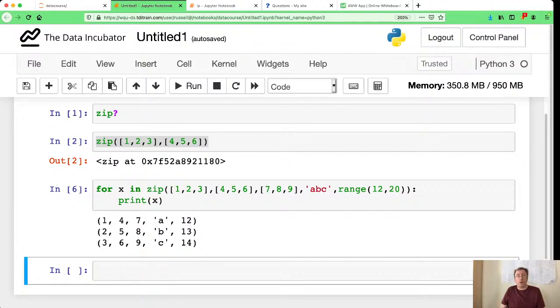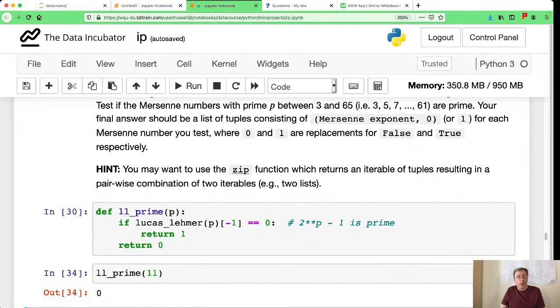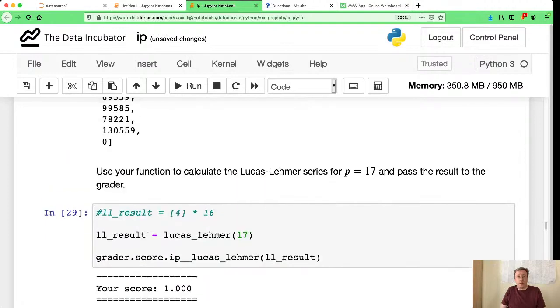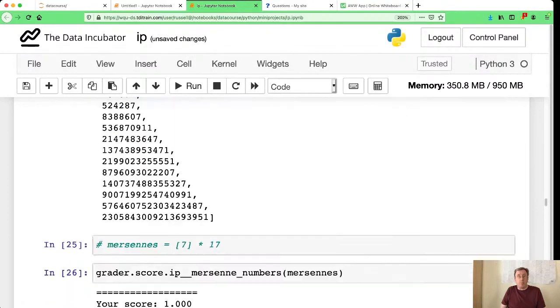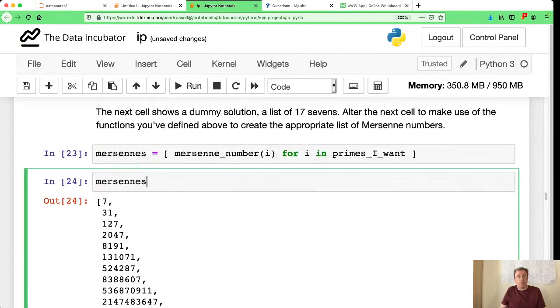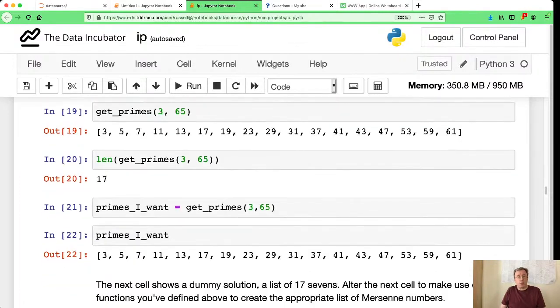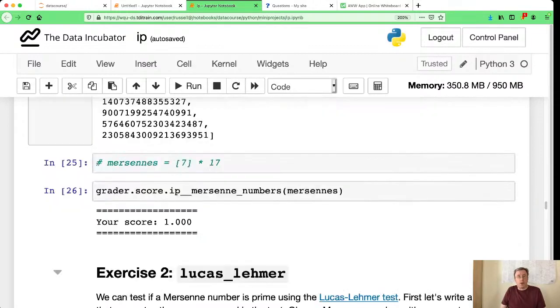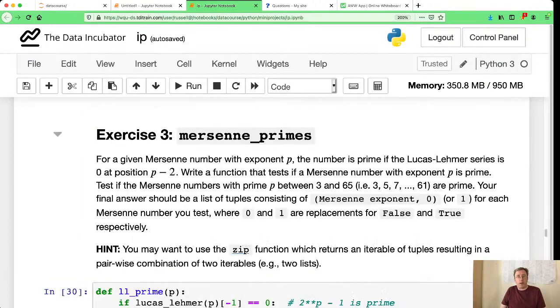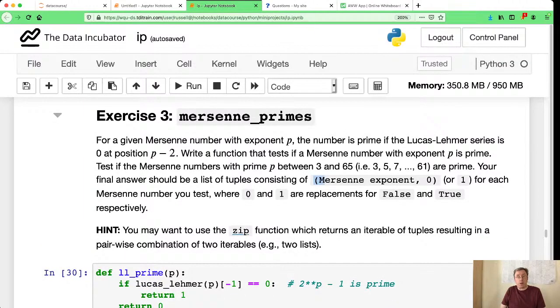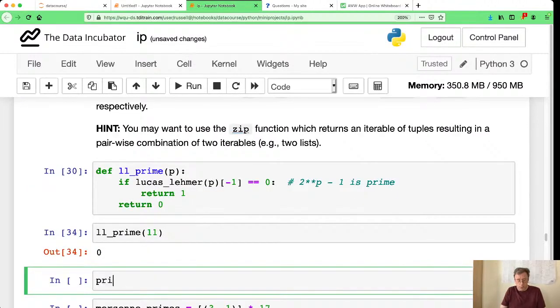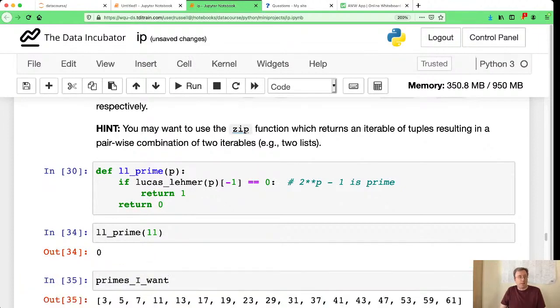And so this is what we could use. Well, right, so what do I have? Let me remind myself, we have our list of Mersenne numbers right here. We have our list of the prime numbers that we want. So what did we want to do? We want to produce a pair of tuples. I have a Mersenne exponent and a 0 or 1. So let's see here. I have the primes I want is this list.